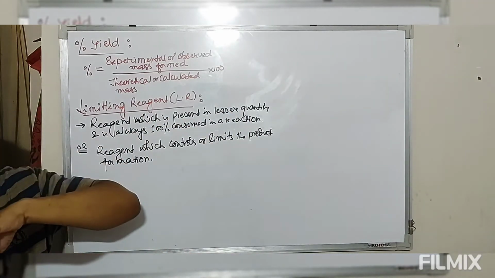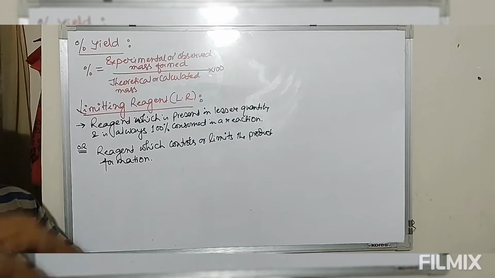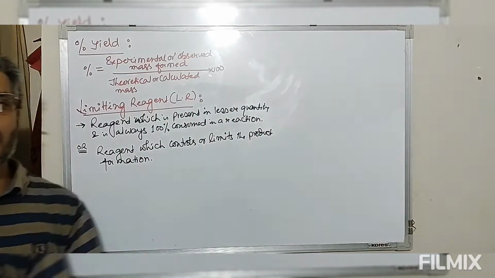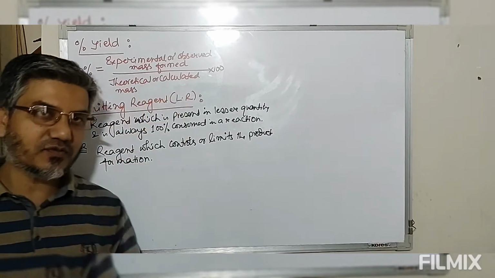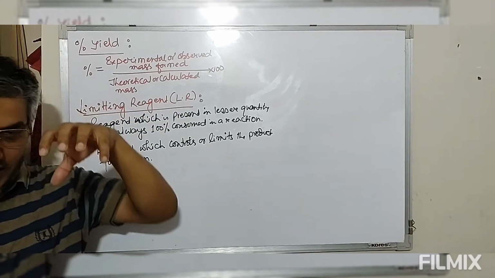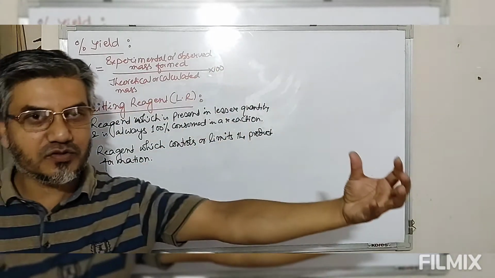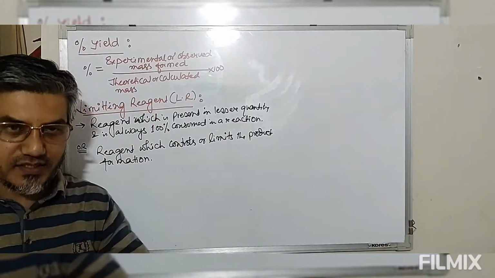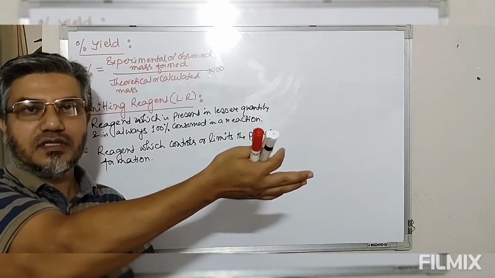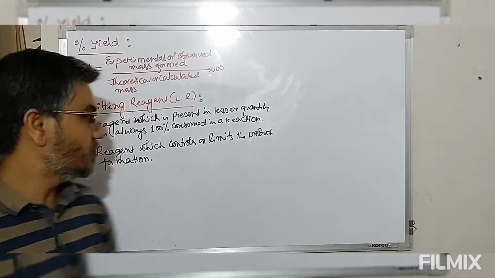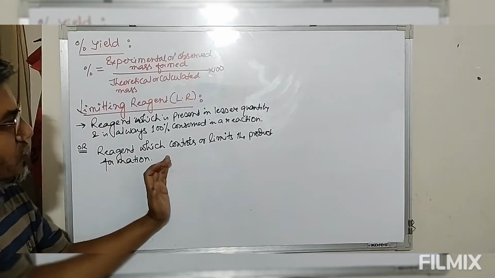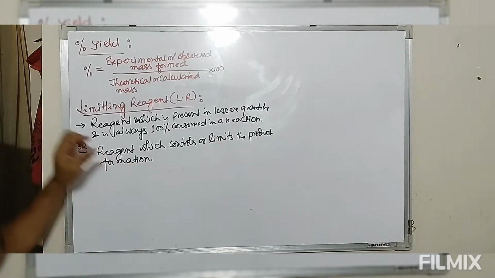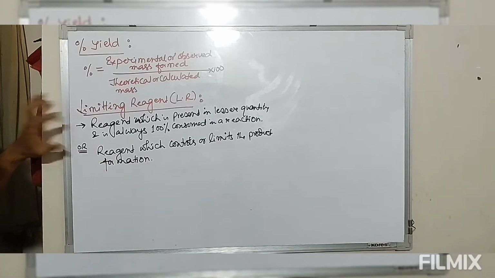So when in any given chemical reaction we have to define the amount of product formed, then the first thing is we have to define the limiting reagent, because that limiting reagent will control how much of the product will be formed. Once this limiting reagent is totally consumed, no more product formation, meaning the reaction will stop. So that reagent which controls or limits the product formation is also known as the limiting reagent.